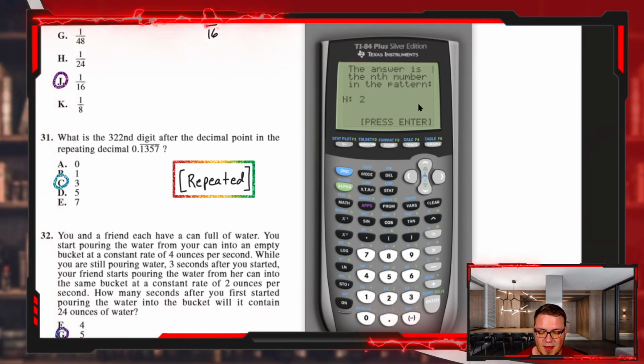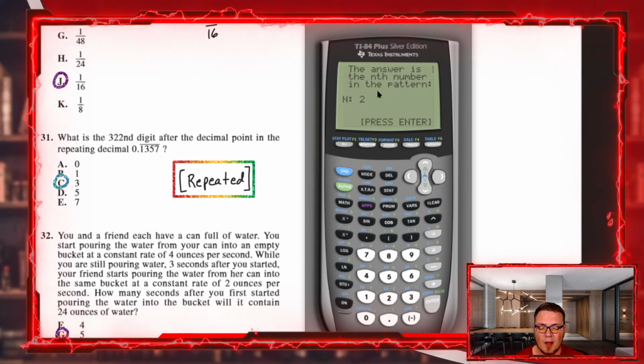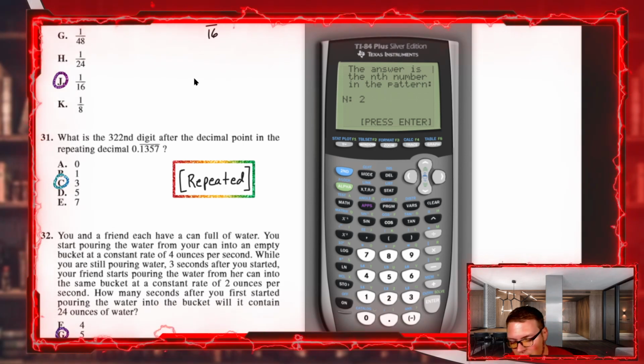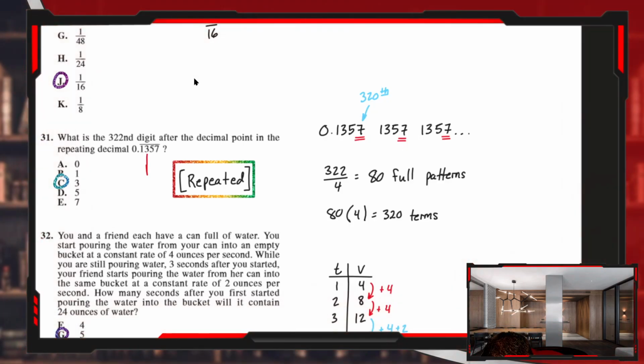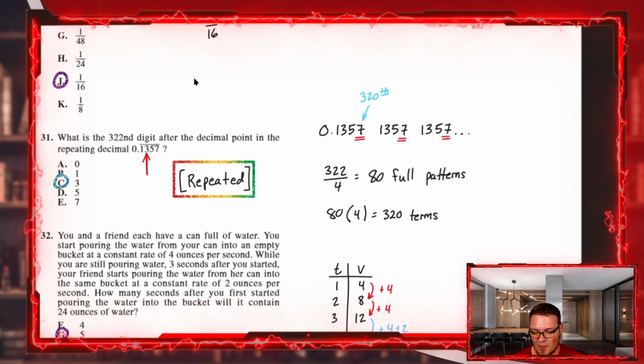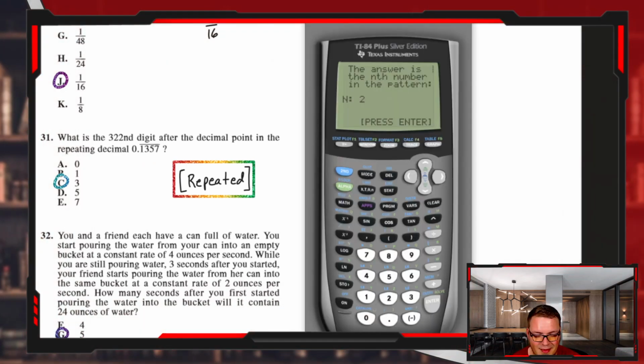So when I do this, it's going to say your answer is the nth number in the pattern. So it's the second number in the pattern, which means for this particular number, it is going to be a 3, because that is the second number in the pattern. So hopefully that makes sense to you guys.